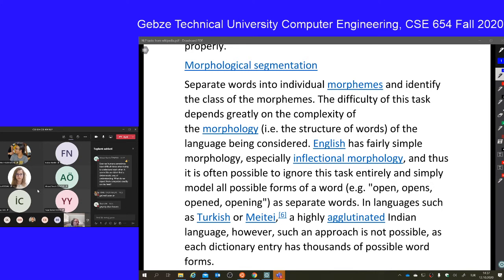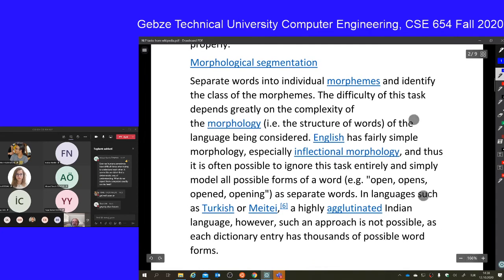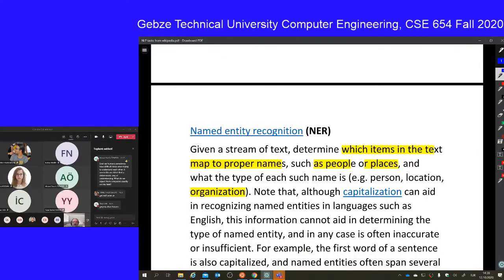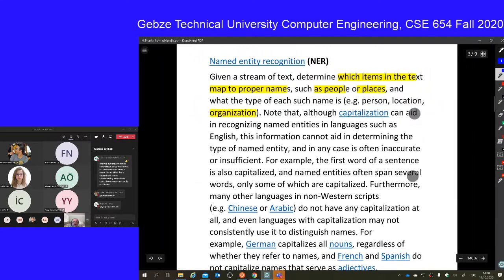I don't know who turned off my microphone, but I was saying that morphological segmentation is difficult for Turkish kind of languages, but it is not that difficult for English. Okay, it's not that difficult for English. And we are going to see some more examples about this difficulty. Okay, so it's called morphological segmentation. Difficult problem for Turkish, but easy problem for English.